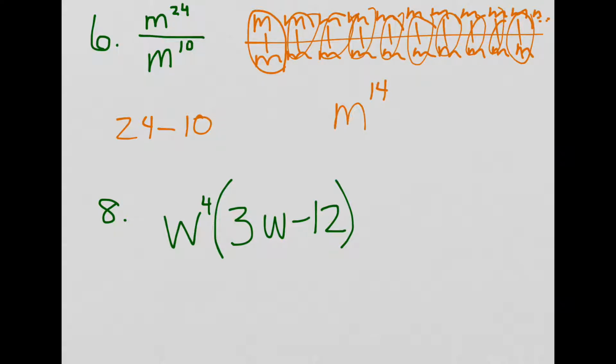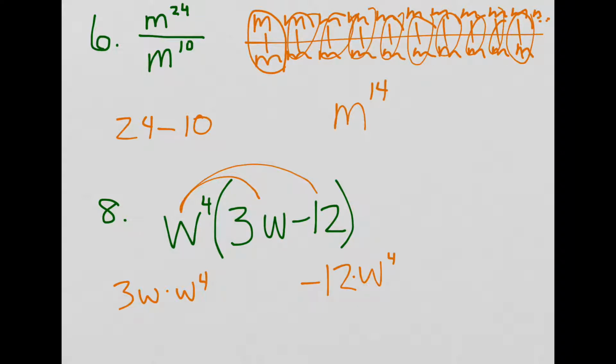You have a number smashed in front of parentheses, and that's what it means when we distribute. So you are going to multiply w to the 4th times 3w. That becomes, I'm going to write it out, 3w times w to the 4th. And then we'll also have over here negative 12 times w to the 4th. That one's a lot easier to deal with.